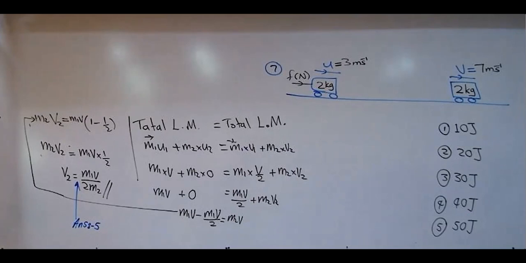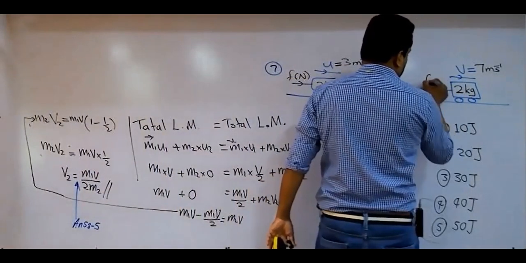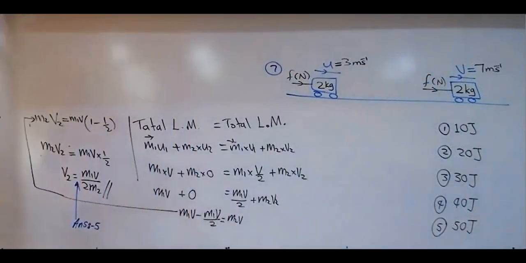Mass of the object is given as 2 kilogram. The initial velocity is 3 meters per second. Final velocity is 7 meters per second. That's all. No other data is given. Right?